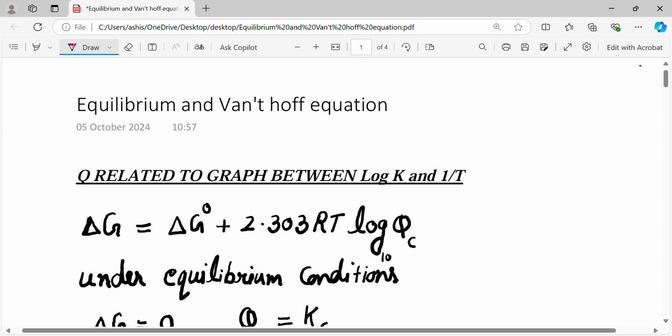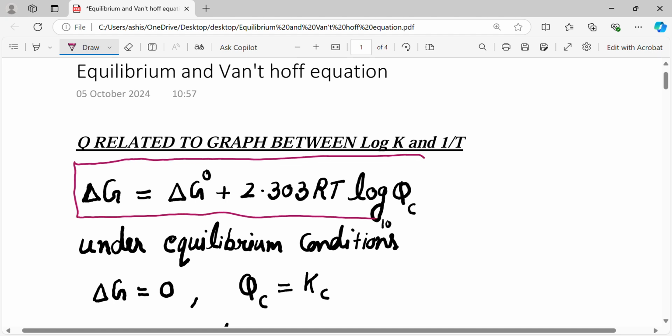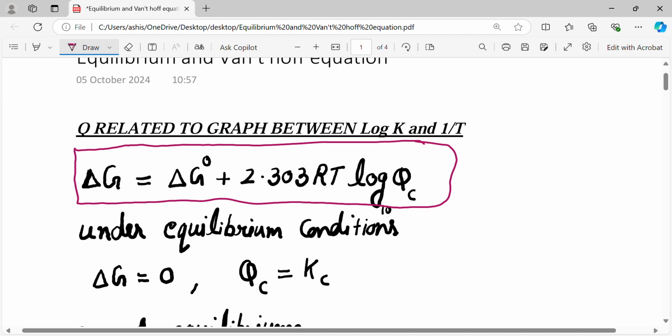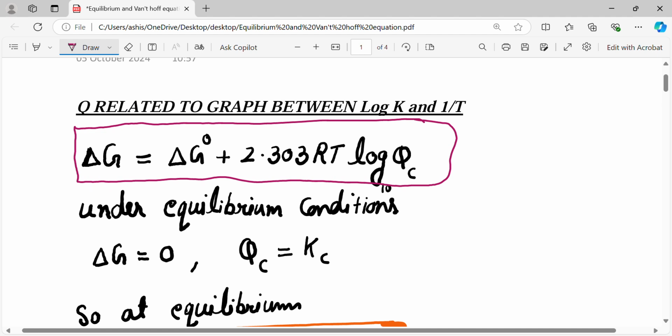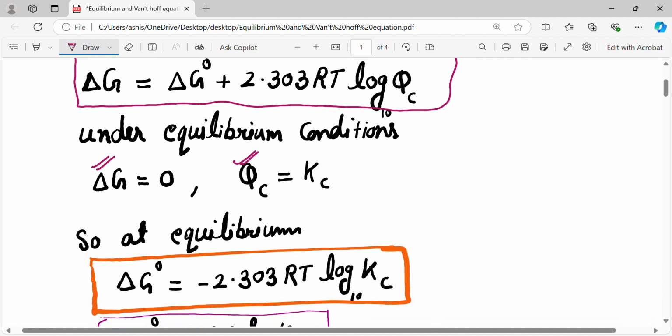First of all, we have to understand the equation delta G is equal to delta G naught plus 2.303 RT log QC. Now what is QC? QC is the reaction quotient, meaning concentration of product divided by concentration of reactant. In equilibrium conditions, QC becomes KC and at equilibrium delta G is equal to 0. So at equilibrium we can put delta G equal to 0 and QC equal to KC.